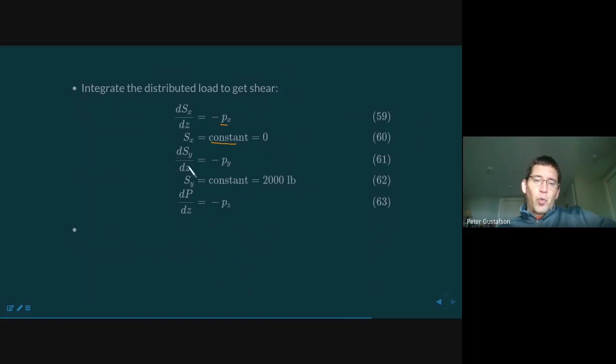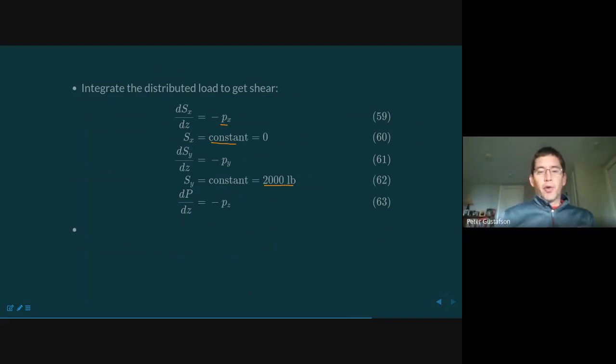Similarly, dSy/dz is equal to minus py. Again, py is equal to 0. There's no distributed load, so integrate once. We get that Sy is equal to a constant. We already solved that number. We know at the right edge, at the position z equal to L, it was 2,000. And if it's a constant, it remains a constant 2,000.